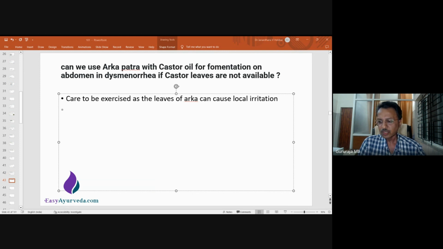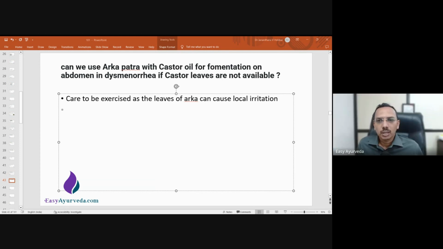You can go with other modalities to overcome the dysmenorrhea rather than using this one. Thank you, sir. Even sometimes the ready-made liniments available, they also help. At least local application can help in reducing the spasm to some extent in case of dysmenorrhea.